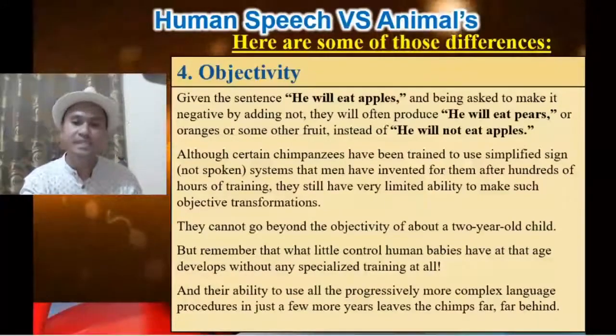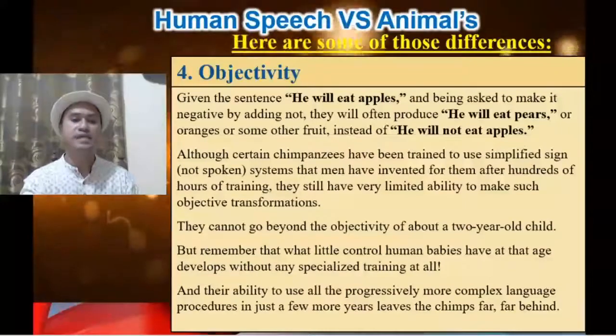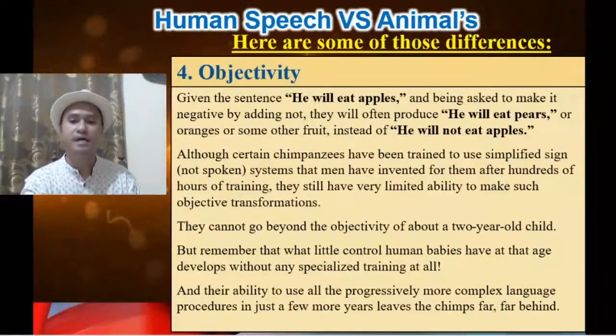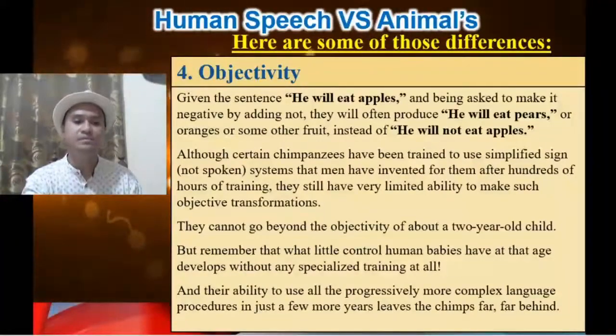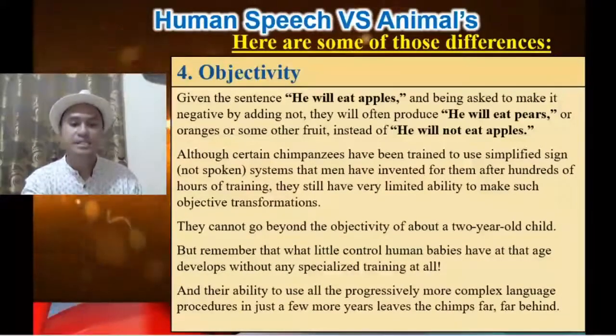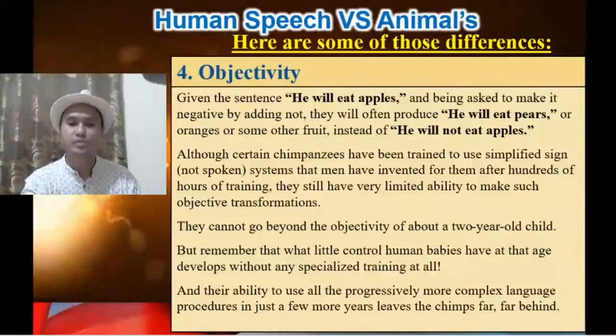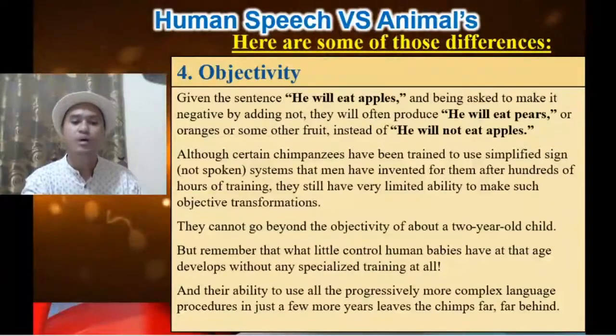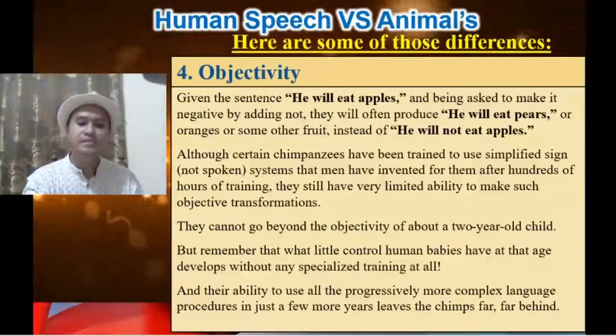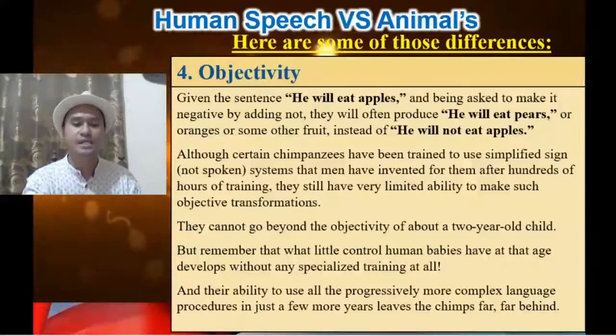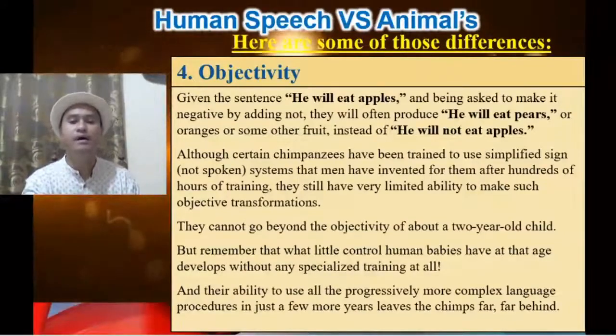Although certain chimpanzees have been trained to use simplified sign, not spoken, systems that men have invented for them after hundreds of hours of training, they still have very limited ability to make such objective transformations. They cannot go beyond the objectivity of about a 2-year-old child. But remember that what little control human babies have at that age develops without any specialized training at all. And their ability to use all the progressively more complex language procedures in just a few more years leaves the chimps far, far behind.